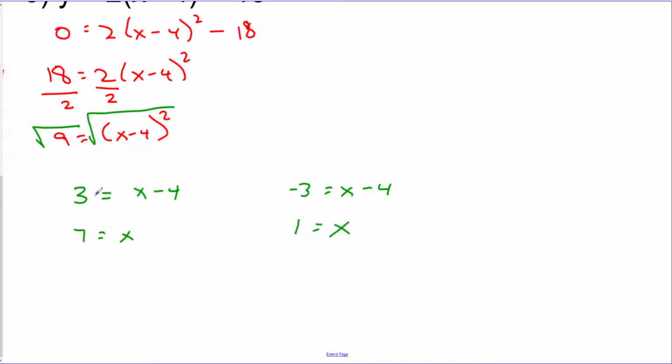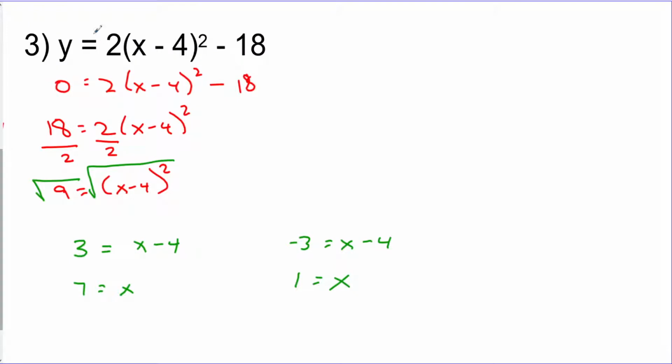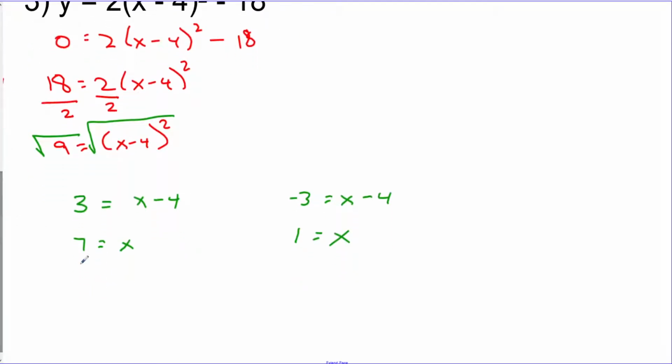Okay. So again, what we're claiming is that for this equation, if I were to draw the parabola that goes along with this one, there is an x-intercept at (7, 0), and there's another x-intercept at (1, 0). Okay, and those are your two answers, right?